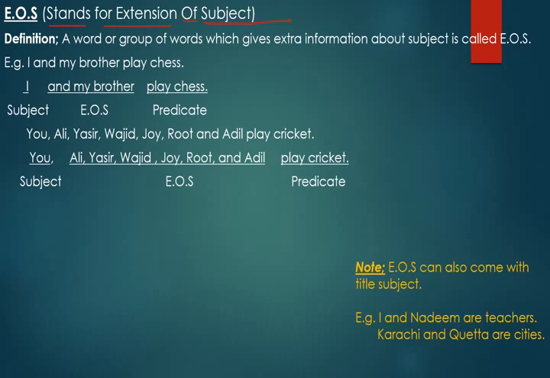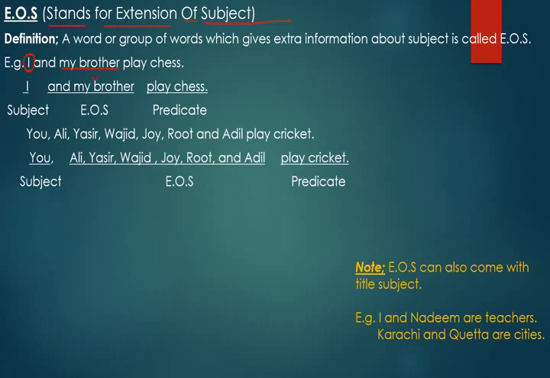For example, I say I play chess. A question arises, who else plays with you? Then I say, I and my brother play chess. I am the subject. My brother is also a doer of an action. I am also doing the action, and my brother is also doing the action. I am the main subject, and my brother is the extension of subject, meaning he is also involved in doing the action. So your first subject, I, is going to be called subject, and my brother is known as EOS.